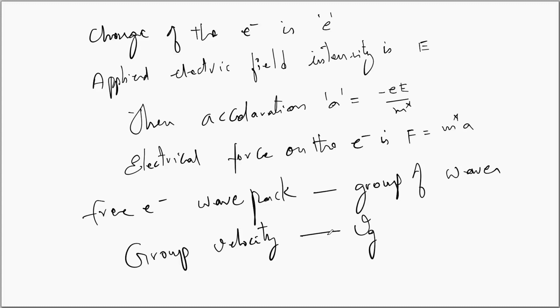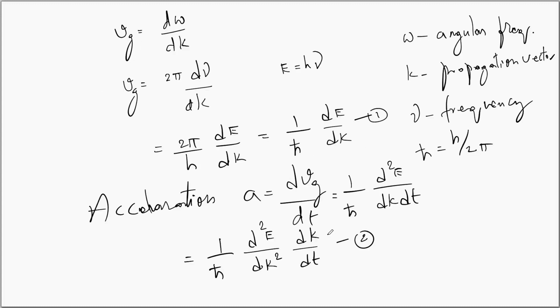A free electron is considered to be moving through the lattice in the form of a wave packet, and a wave packet is nothing but a group of waves, and the group of waves, they move with a velocity which is called as group velocity, represented by Vg, and we have obtained Vg as 2 pi d nu by dk. We have also written Vg, that is the group velocity, as 1 over h bar dE by dk. The acceleration is the rate of change of group velocity, that is dVg by dt. We have obtained the acceleration as 1 over h bar d square E by dk square dk by dt.